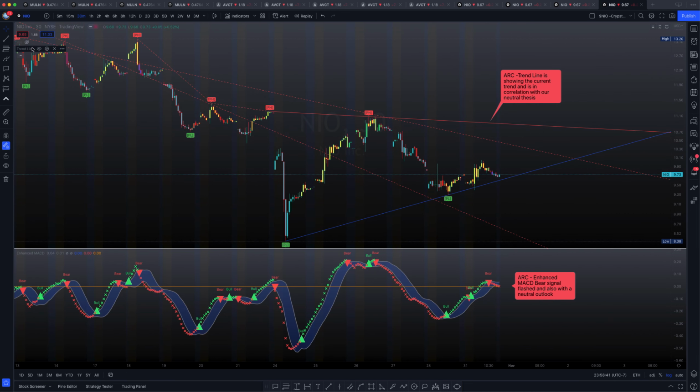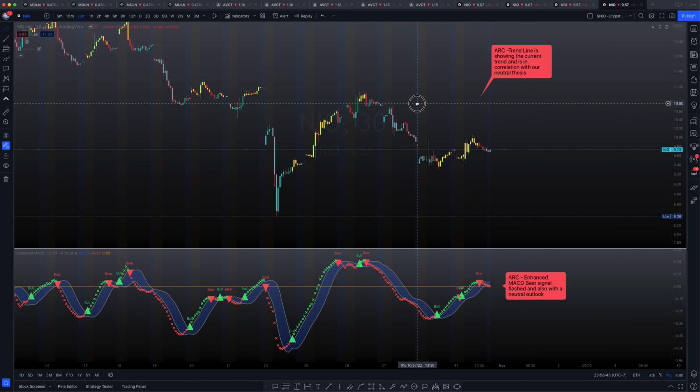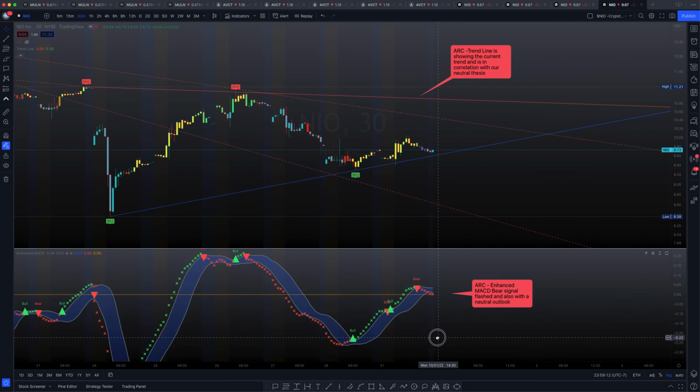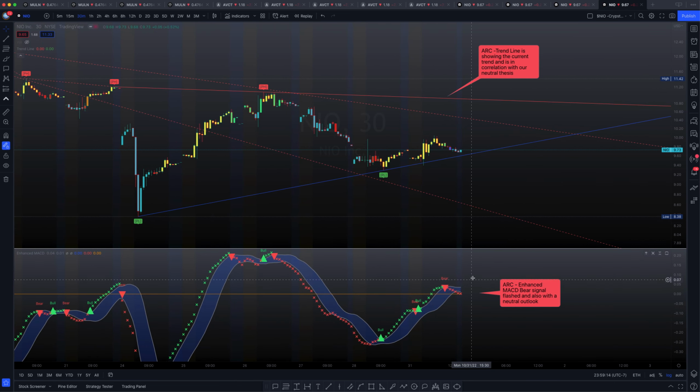Now, if I were to just remove most of the indicator, you can see that it looks almost random. But if I put it on, the trend line helps us understand what direction we're actually moving in. And if you pair this with something like the ARC Enhanced MACD, you have bear and bull signals. So if you will, these can be buy and sell signals based on trend and the moving average divergence from the MACD. We still have a bear signal right here, you guys.